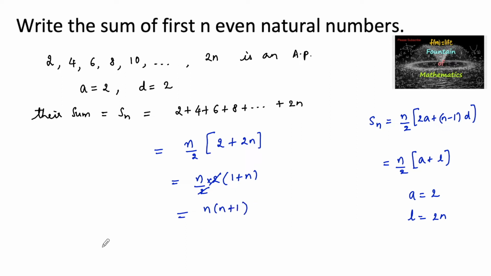Therefore we can say that the sum of first n even natural numbers is equal to n into n plus 1.